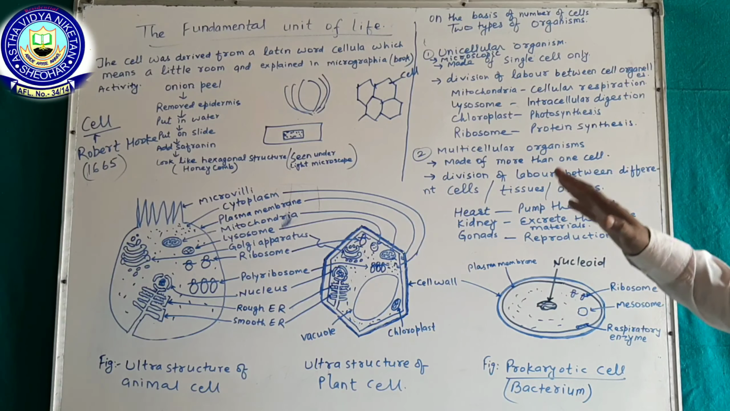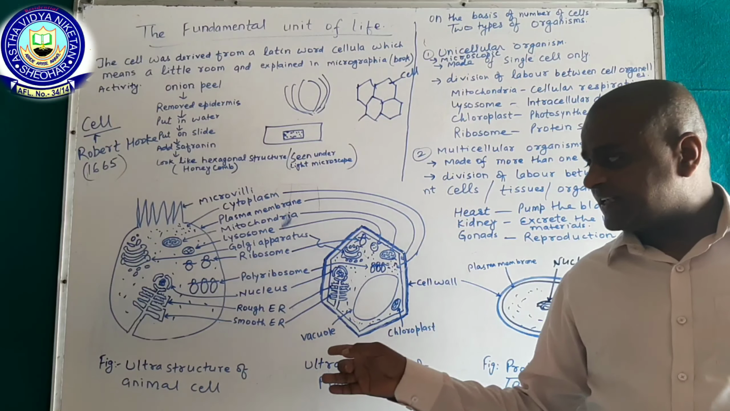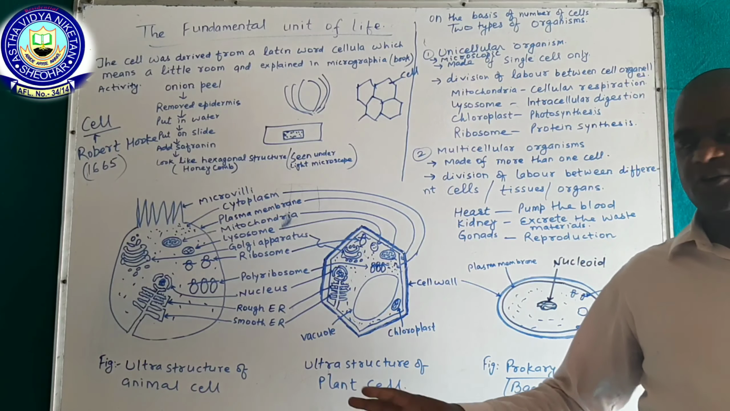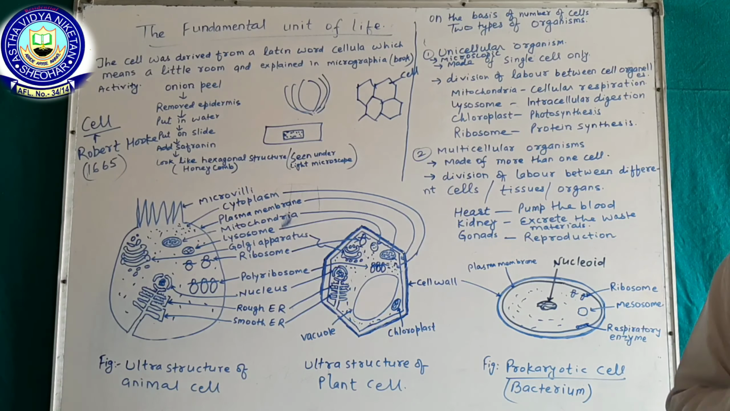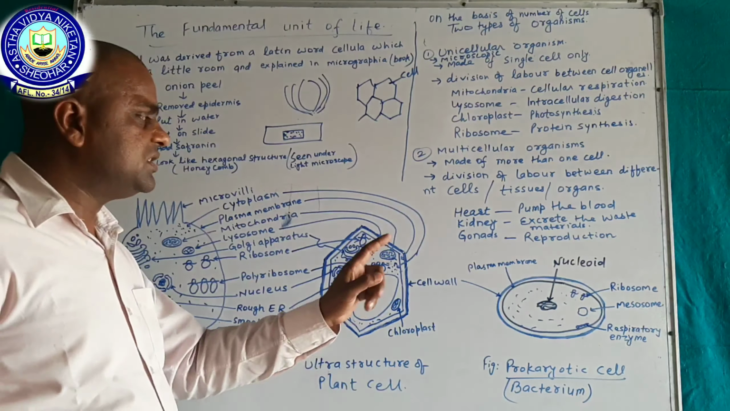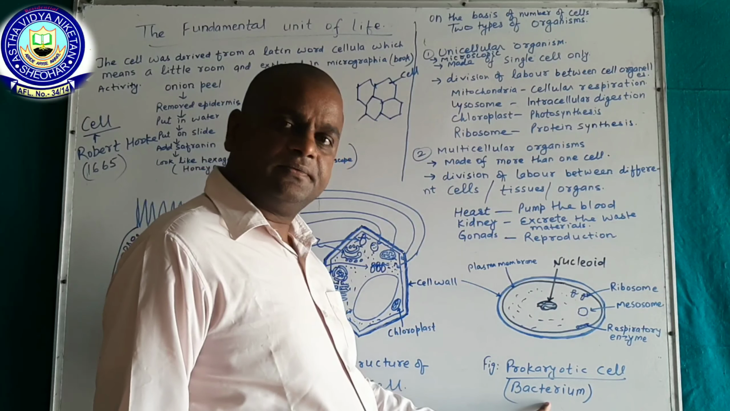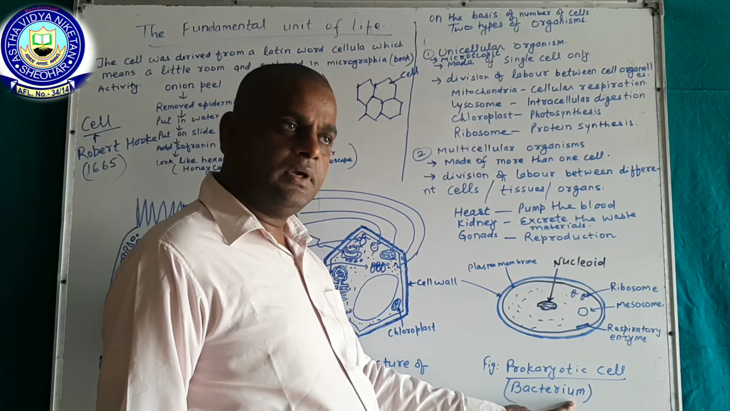Now we are going to discuss the different kinds of cells: animal cell, plant cell, and prokaryotic cell. So first of all, we would like to introduce the prokaryotic cell. This figure is of a bacterium.